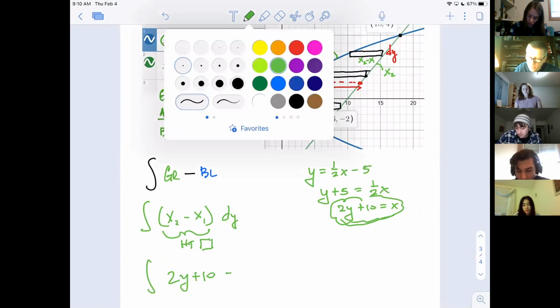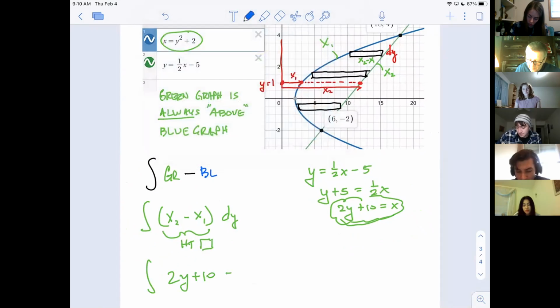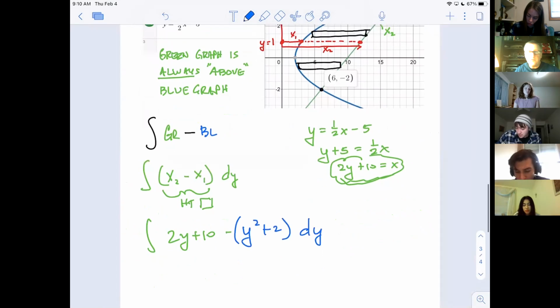And what is the blue graph solved for x? Well, it's already solved for x. So y squared plus 2. I'm going to be careful and put parentheses there. Does it make sense? That's fine now because it's all y's. Everything is y. It's exactly the same thing we did before. It's just you were on autopilot. Always, you just automatically subtracted the equations, the x equations.